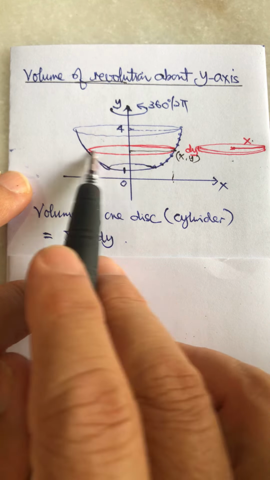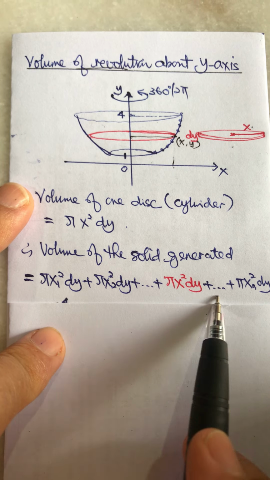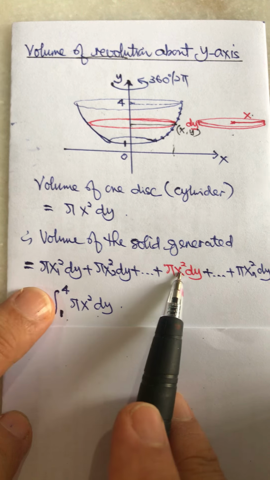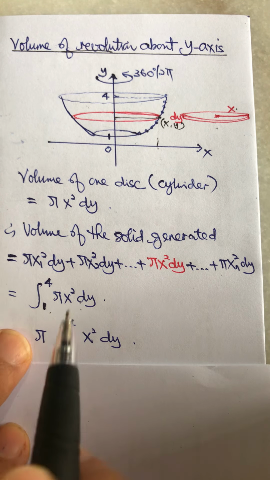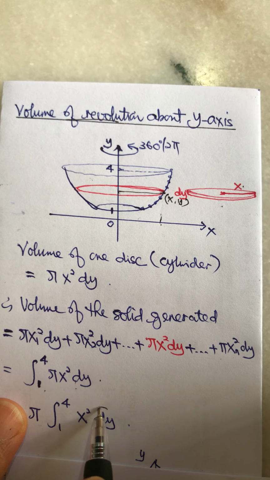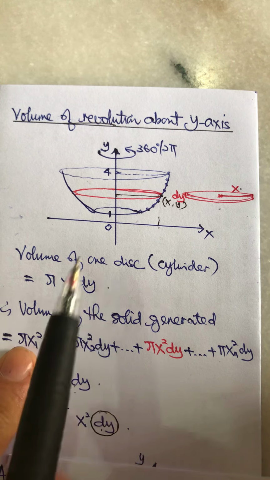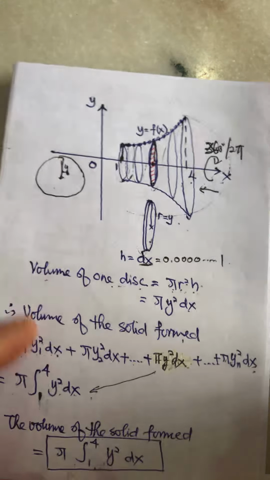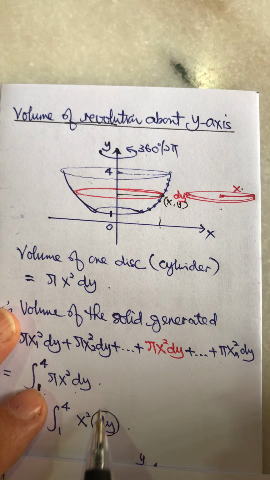And then again, like just now I said, we have so many of these, so for the volume of the whole solid, we have to add one by one. Therefore you integrate, and integrate means we add one by one like that, from 1 to 4. So this is the formula. Remember, when you rotate about the y-axis, it is dy. When you rotate about the x-axis, it is pi y square dx. Rotate about the y-axis, pi x square dy. That is how you memorize.